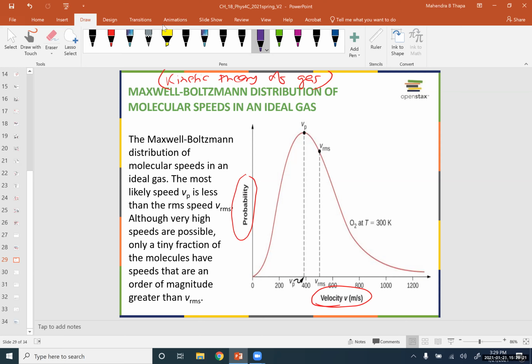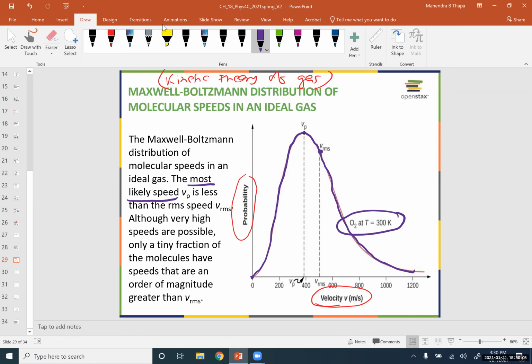Okay, so you can see that when velocity is 0, probability is also 0. If the velocity of the gas molecules increases, probability of finding is also increasing. So you get this kind of curve. You can see that our v rms is actually lying in this region, and slightly at the top, this is the vp, and this vp is actually the most likely speed. So this is slightly less than the v mean. Okay, so this graph is for oxygen molecules at temperature 300 degrees Celsius.